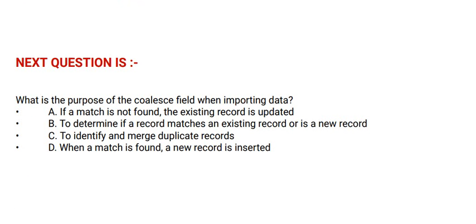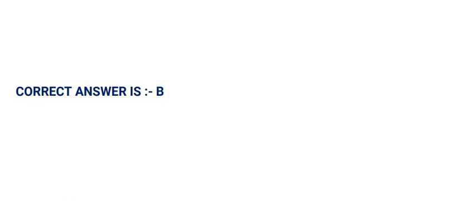Next question is, what is the purpose of the coalesce field when importing data? Option A, if a match is not found, the existing record is updated. Option B, to determine if a record matches an existing record or is a new record. Option C, to identify and merge duplicate records. And option D, when a match is found, a new record is inserted. The correct answer is option B.